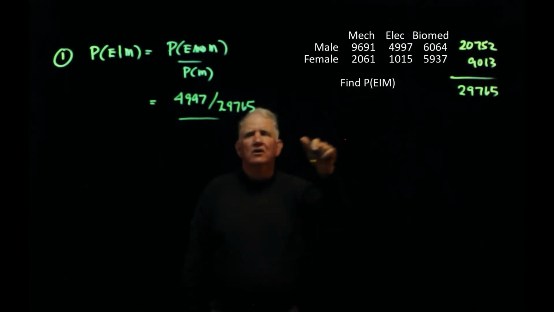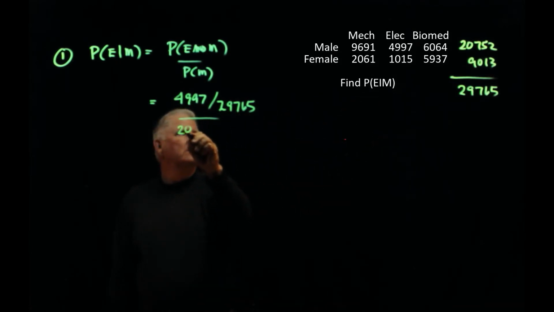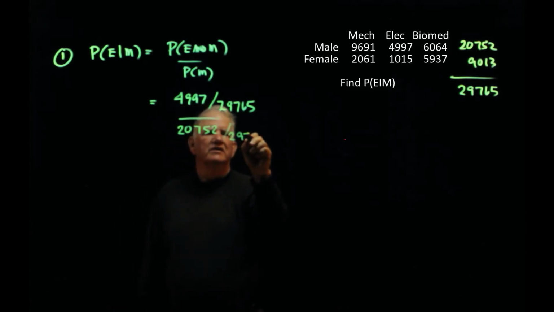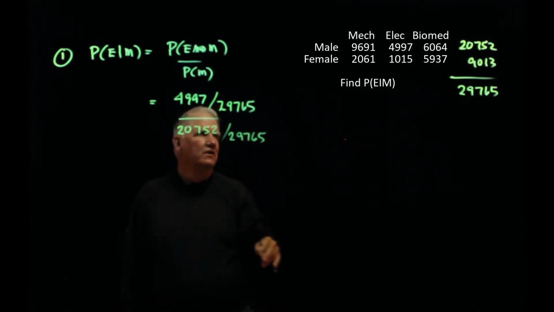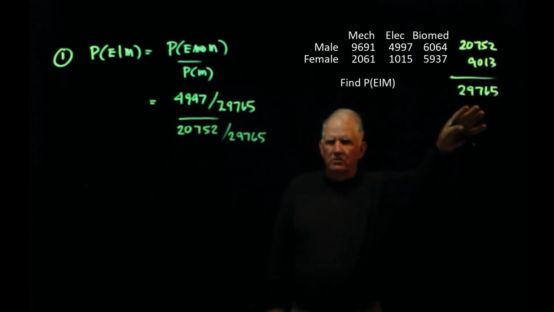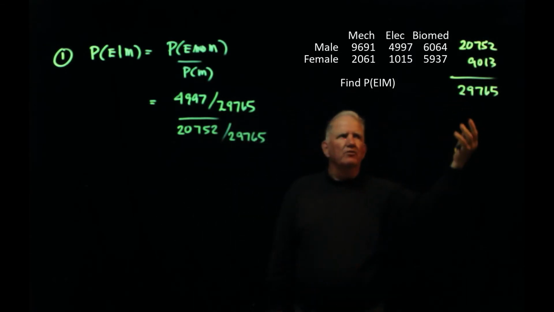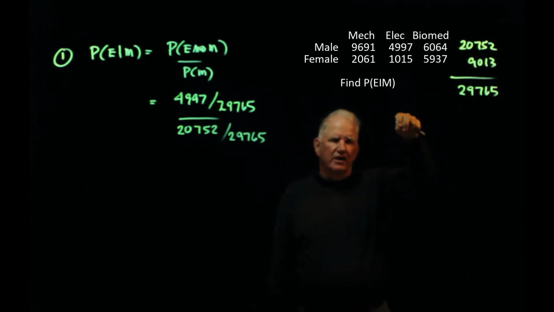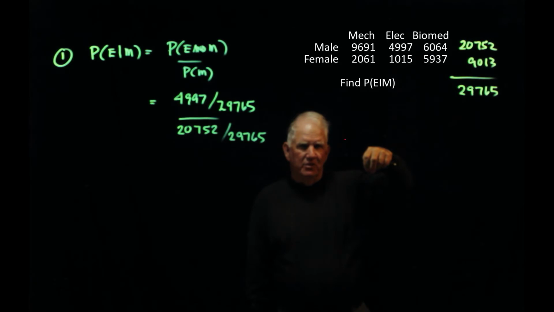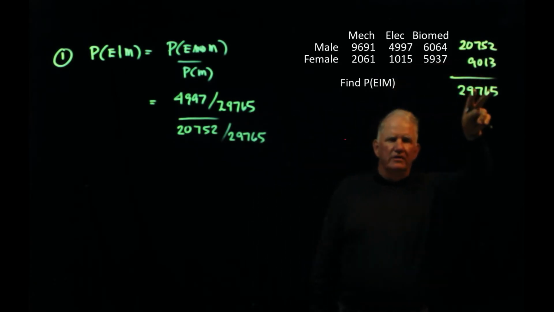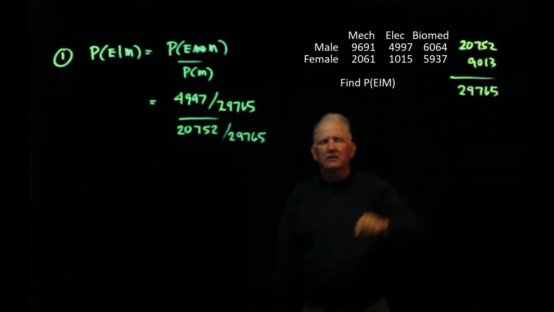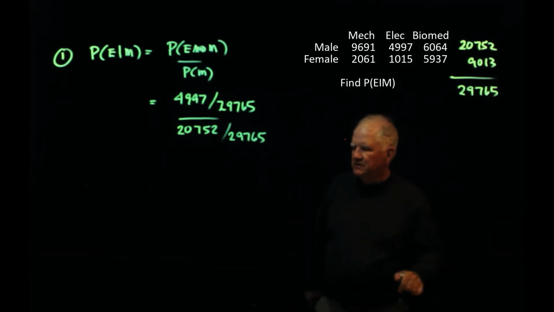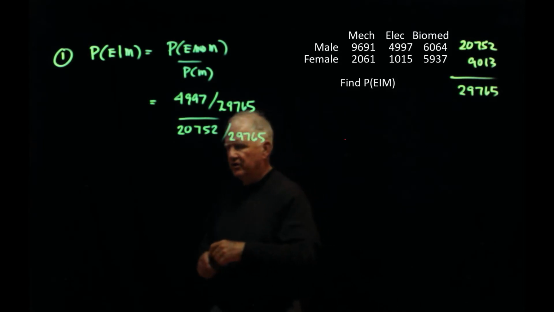which is 2,752 divided by 29,765. Total number of males divided by total number of people. Right? If you were to reach in and pull out one of these 29,000 plus people, what's the probability that you pull out a male? Well, you've got 2,752 males in that bucket. That's the probability. So there's a little bit of an arithmetic issue here.